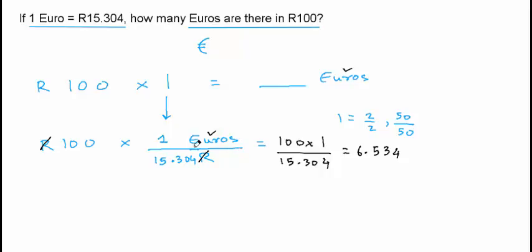And then we have a certain number of euros in the unit. So this is going to be this many number of euros. 100 rand is equal to 6.534 euros. Let's try another one.